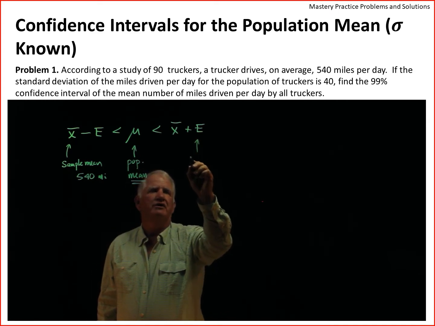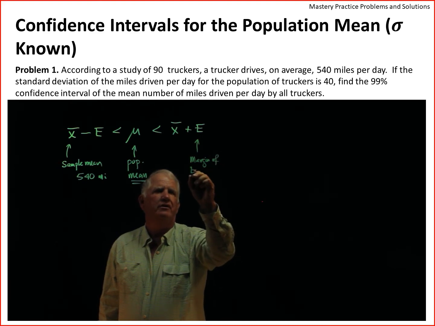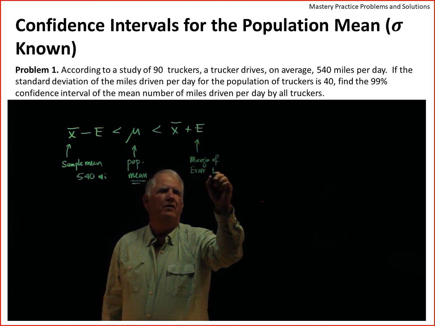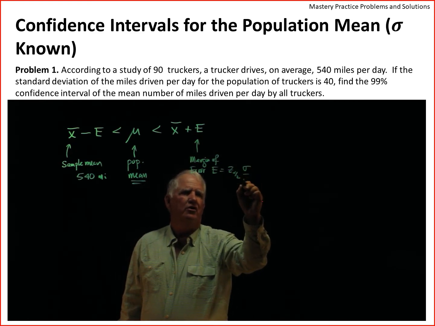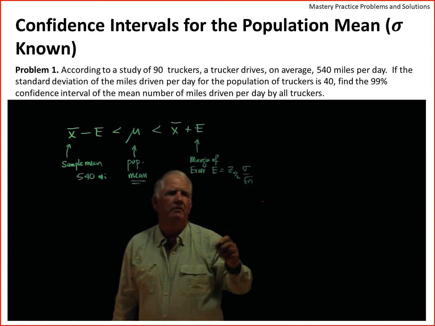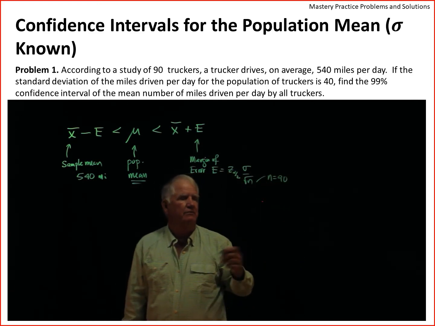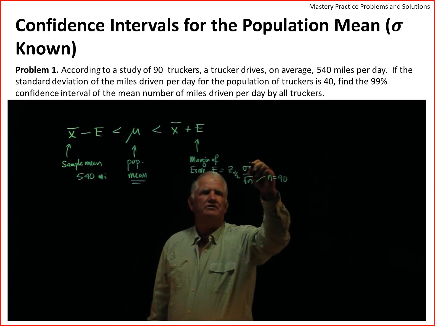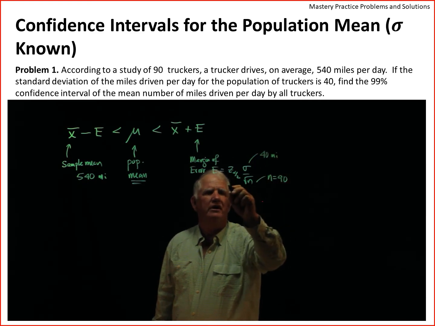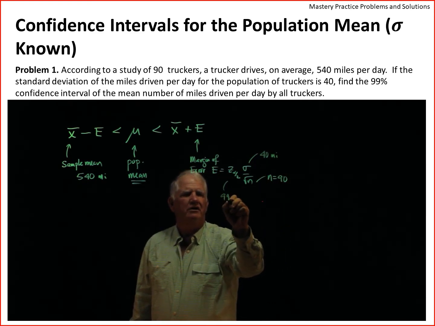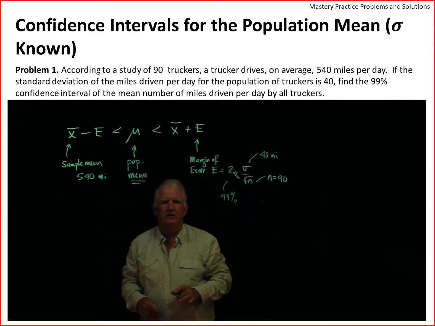This is the quantity that we're trying to estimate or bound in this confidence interval. And this margin of error, for this particular case, has the form z alpha over 2 sigma all over the square root of n. And n is equal to 90. Sigma is 40 miles, as we've seen, and we're going to do this for 99%. I just wanted to write that down to get us going.